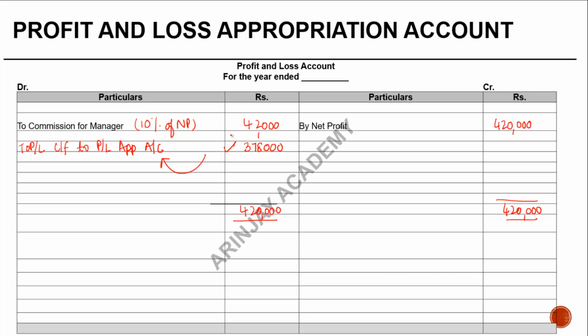One thing which you should note here is, unless it is specifically given to you that the commission to manager is to be given out of P&L appropriation account after charging something for the partners, normally you would give this from the business expense itself, right? Which is what we've done here. If I wouldn't have done that, what would have happened is I would have given a commission of 10% of 3 lakh, which is the profit which was remaining after paying salary.